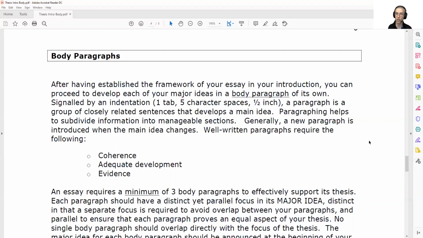Signaled by an indentation, 1 tab or 5 character spaces, a paragraph is a group of closely related sentences that develop a main idea. And here, I'll pause for a moment to discuss this idea of closely related. When you're developing a body paragraph, you have to be very careful to ensure that each sentence leads logically to the next, so that the idea that you develop in one sentence is then built upon and clearly connected to the next one.